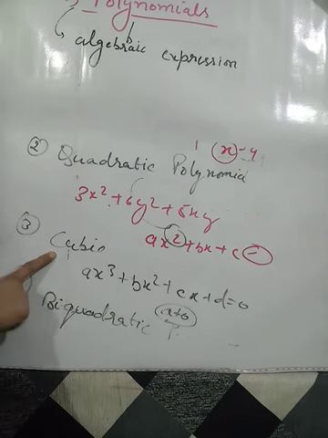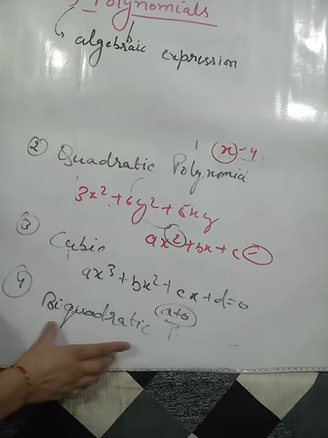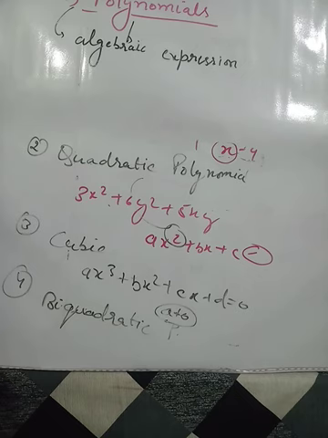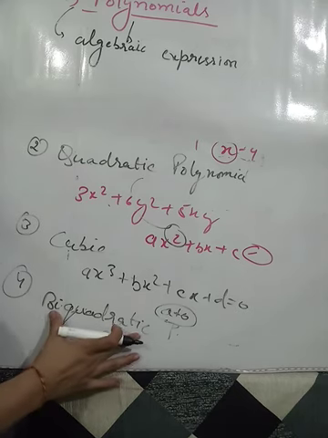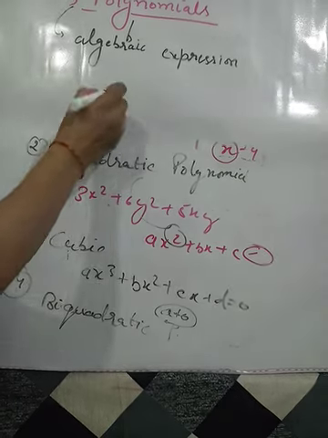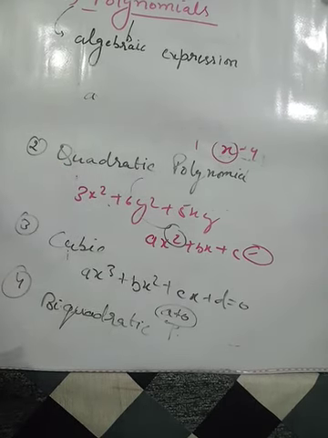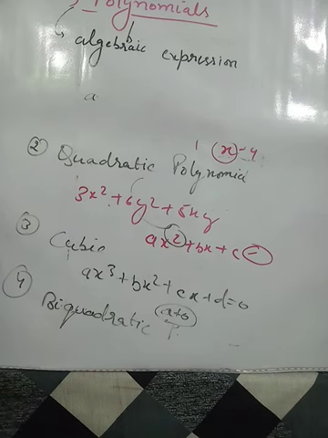Here the degree of the polynomial is 3 because the highest power of x is 3. So it is a cubic polynomial, and if the degree of the polynomial is 4, then that is a biquadratic polynomial. Here we classify all these expressions on the basis of the degree of the polynomial.